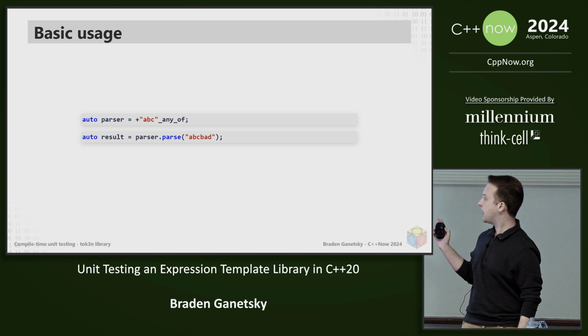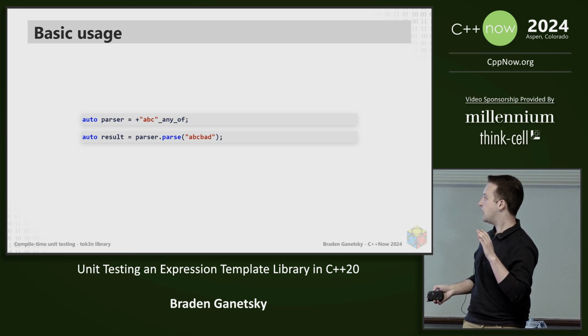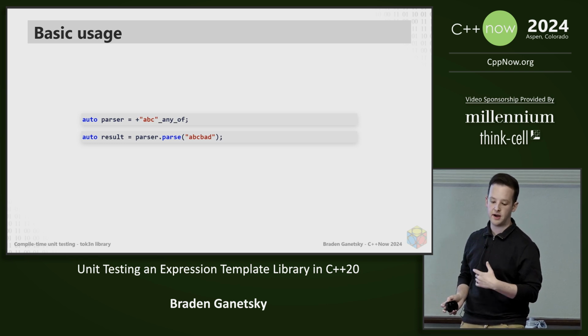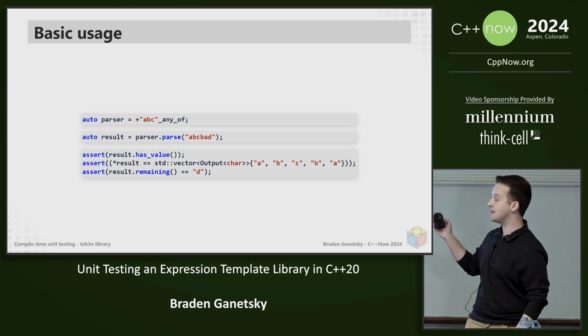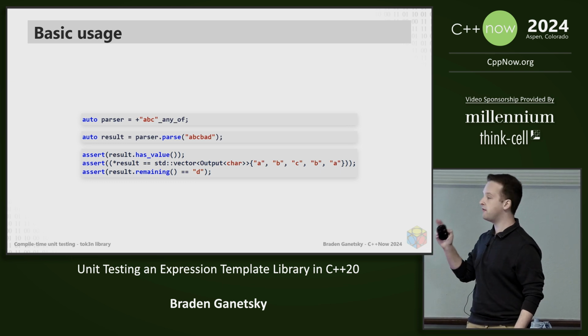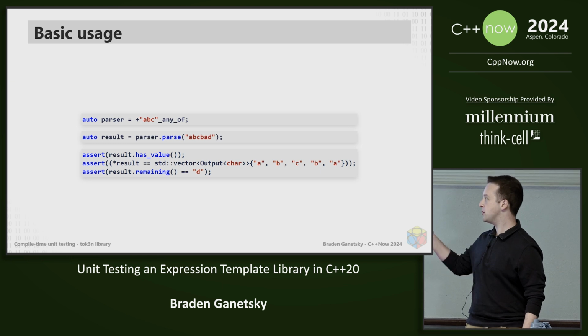So in this case, when I pass it abcbad, it'll end up matching 5 of those characters, and then the 6th one will be remaining. And the output type here is a vector of span of char. My span type is called output. So this will be a vector of span of char where each span has a single character. This isn't that ergonomic. I'll show a way to fix that later. And the remainder, of course, is D.